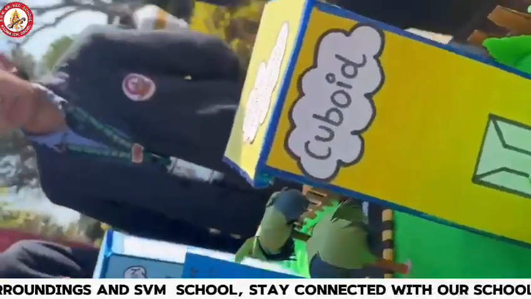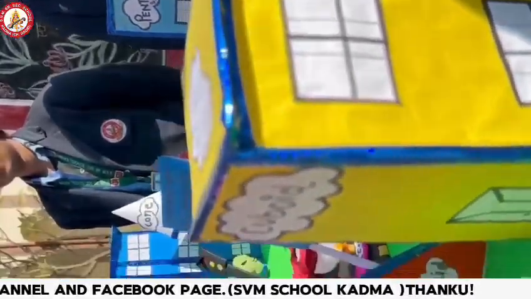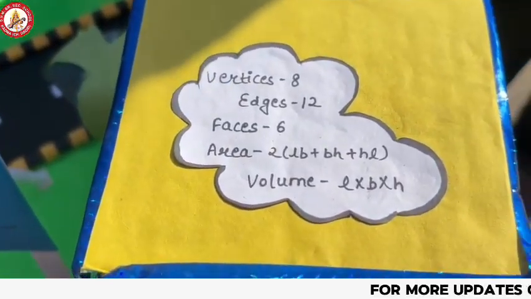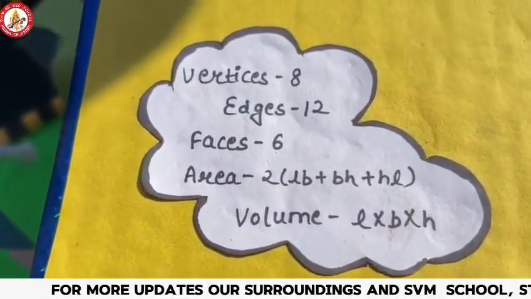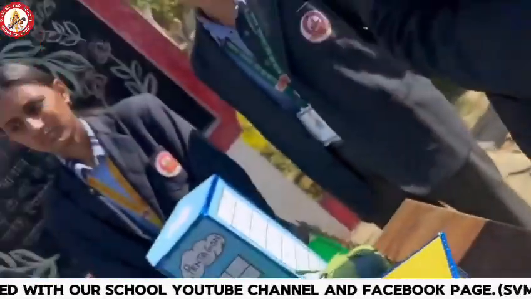This is a cuboid. It is a 3D shape having 6 faces, 12 edges and 8 vertices. The total surface area of a cuboid is 2 into (LB plus BH plus HL) and volume is L into B into H. Now move on to our next shape.